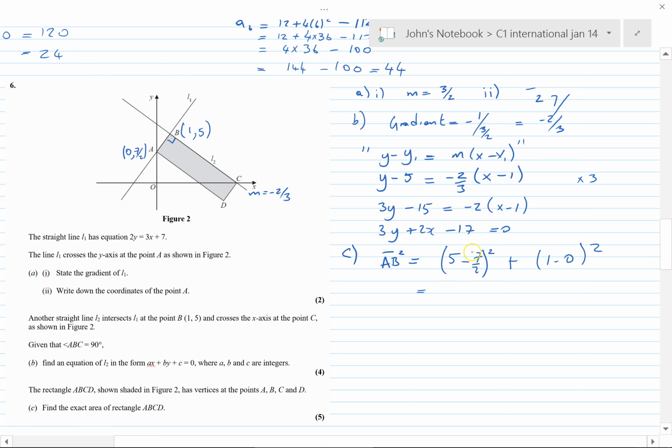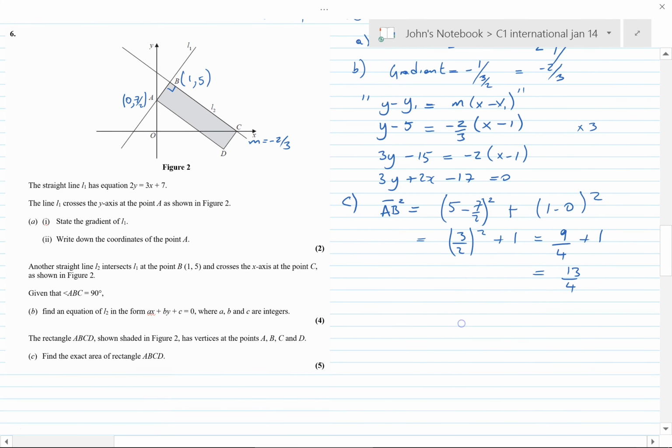That's going to be equal to 10 take away 7 over 2, isn't it? 10, because this 5 there is equal to 10 over 2, take away 7, so that's 3 over 2 squared plus 1. That's equal to 9 over 4 plus 1. So that equals 13 over 4. But remember, that's AB squared.